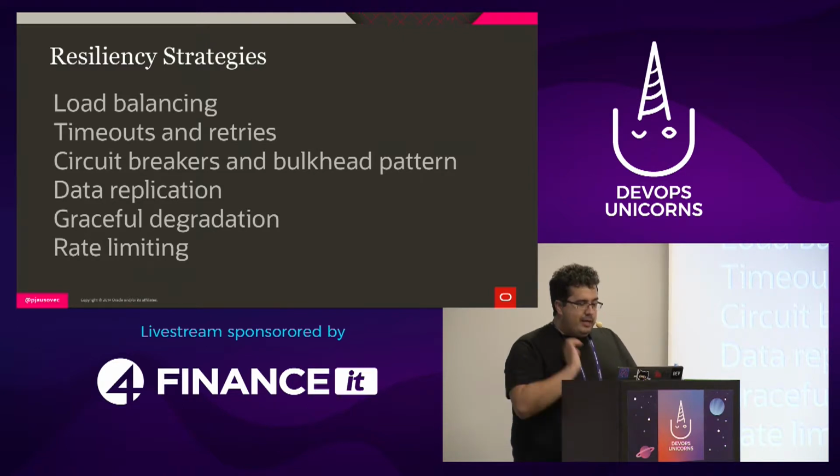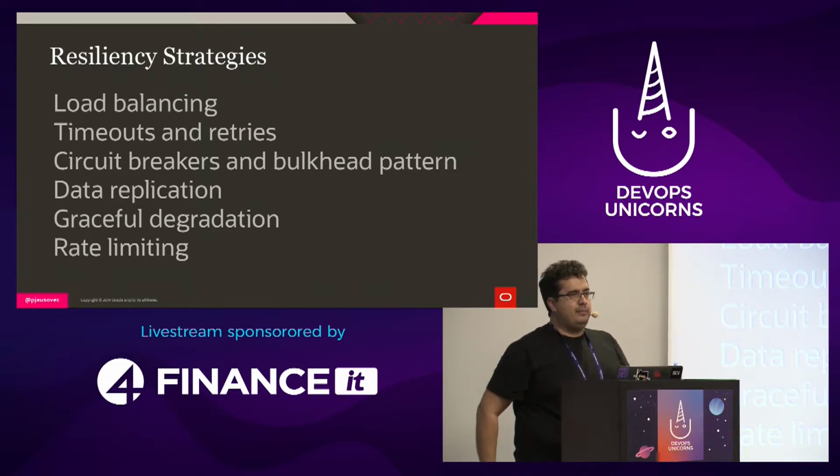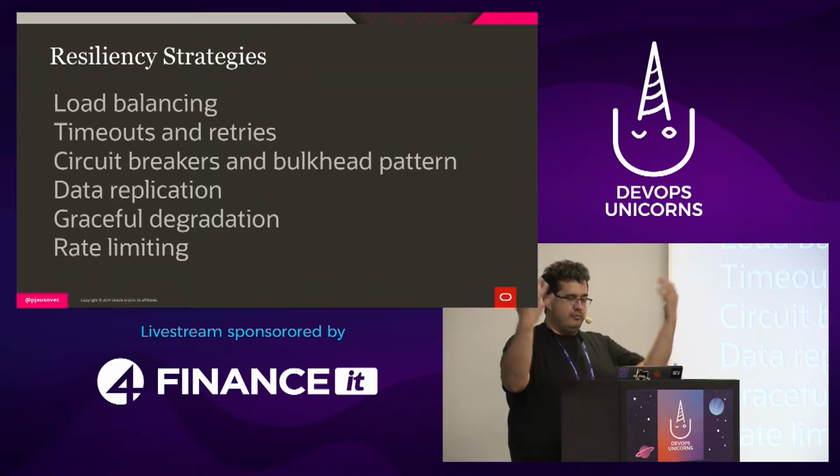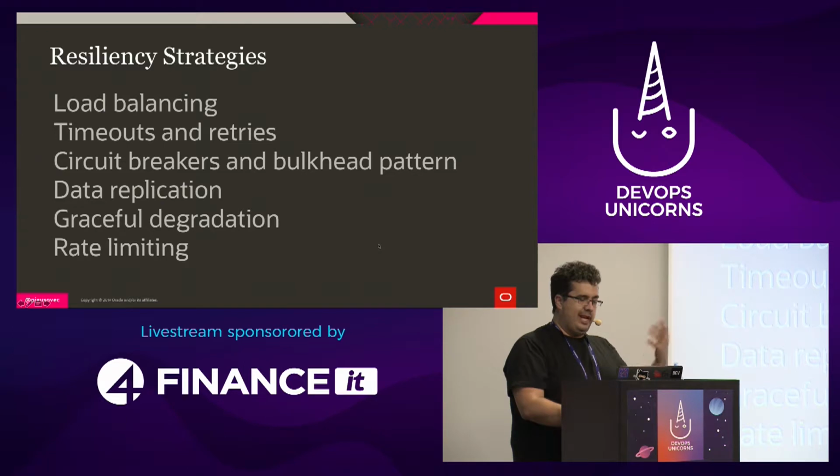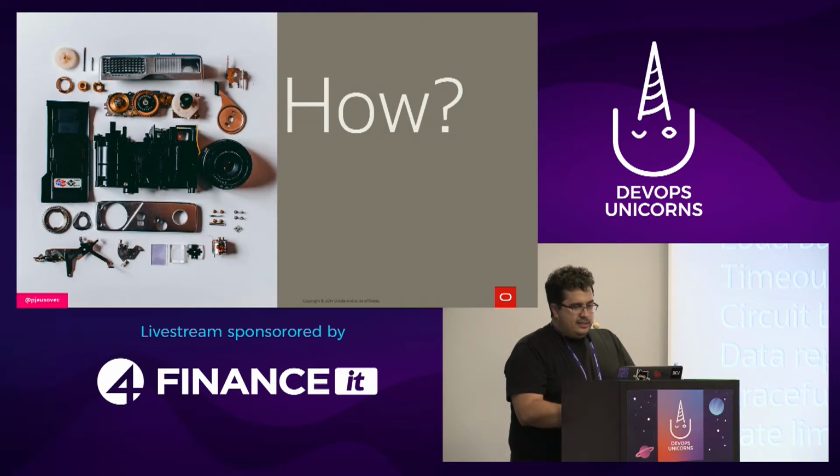And finally, rate limiting. Make sure you're rate limiting requests, especially if you're doing public APIs, because you don't want a single user to flood you with requests and bring down your whole system by creating excessive load. So this is all nice theory.